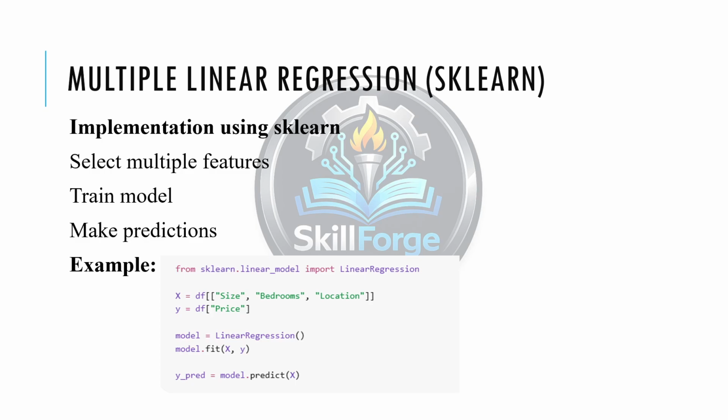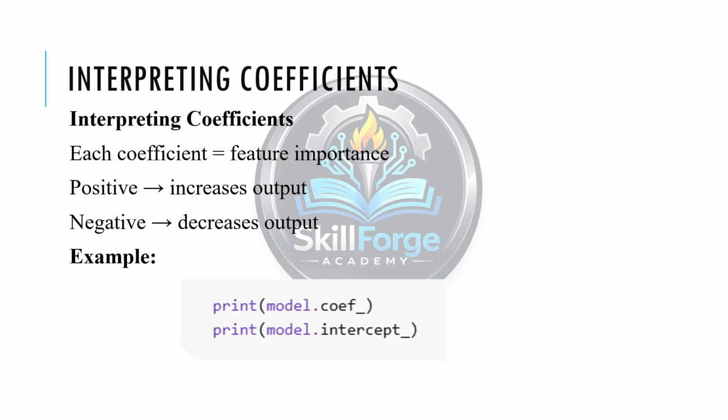Now let's implement multiple linear regression using sklearn. First, we select multiple input features like size, number of bedrooms, and the location. Then we define the target variable, which is the price. Now we create the model and train it using the fit function. And finally, we use the predict function to generate predictions. So the only difference from simple linear regression is that now we use multiple input features instead of just one.